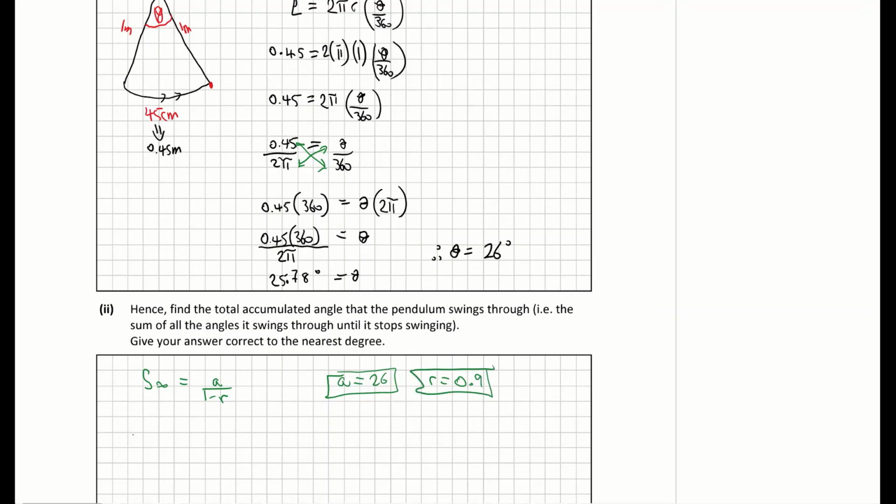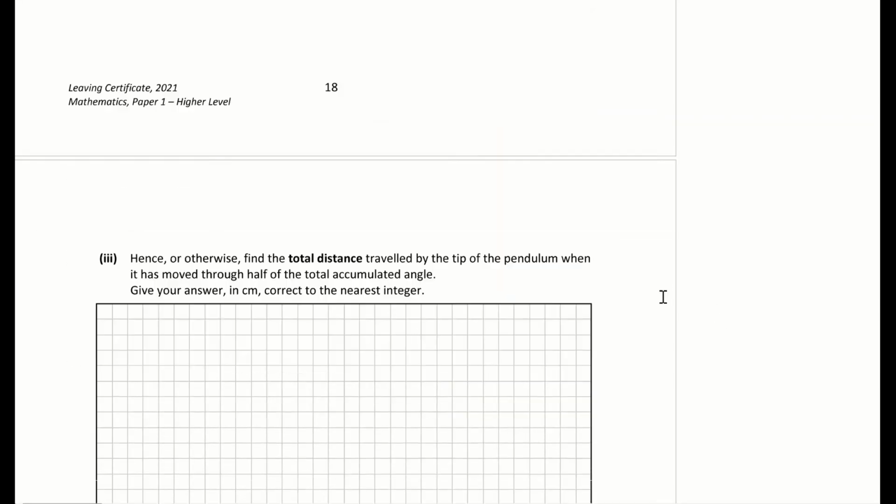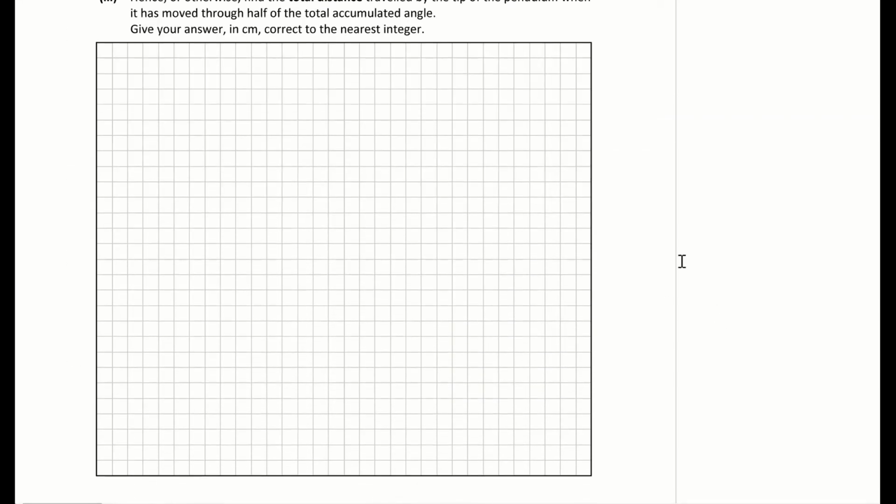And when I fill that in to my formula, I get S to infinity is equal to A, which is 26 over 1 minus 0.9, which is giving me 260 degrees. And that's the answer there to part 2. Let's have a look now at part B, part 3. And this is the last part of this question.